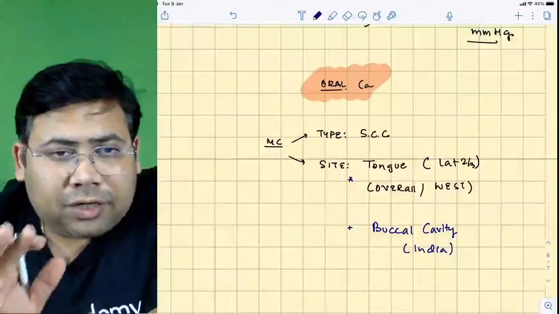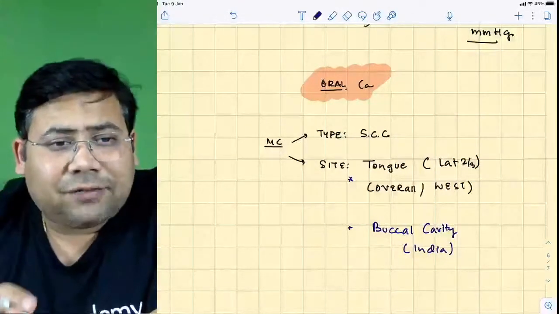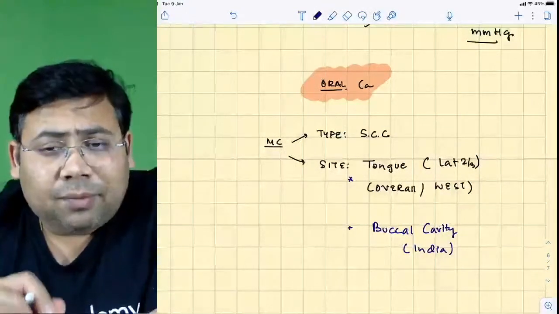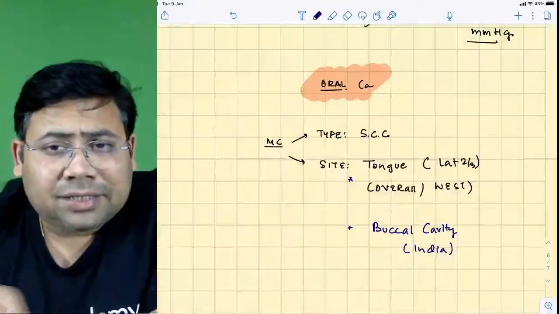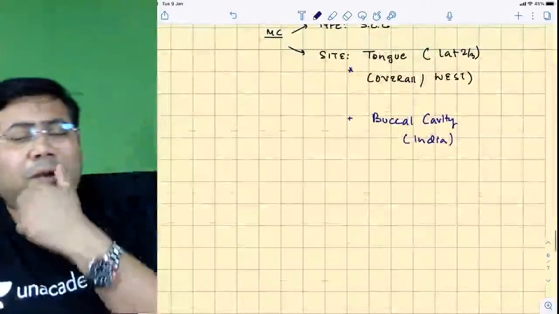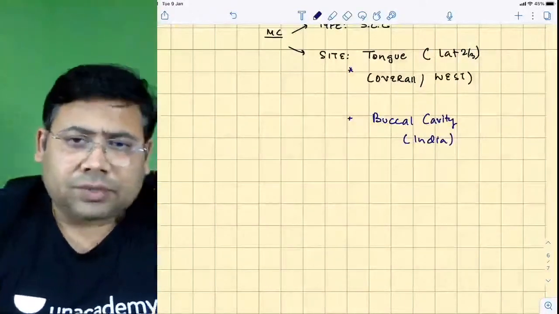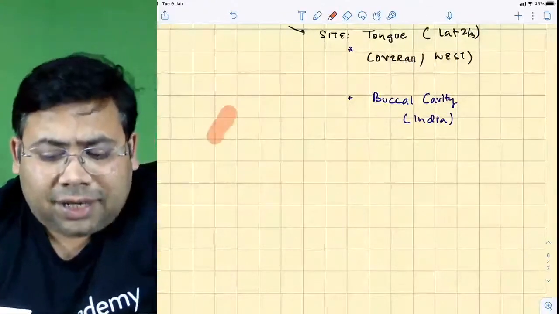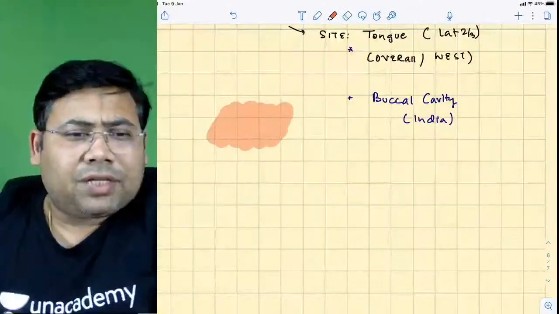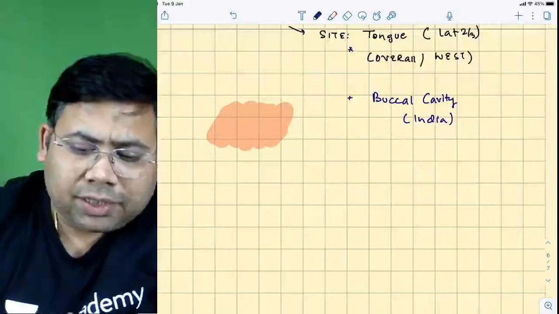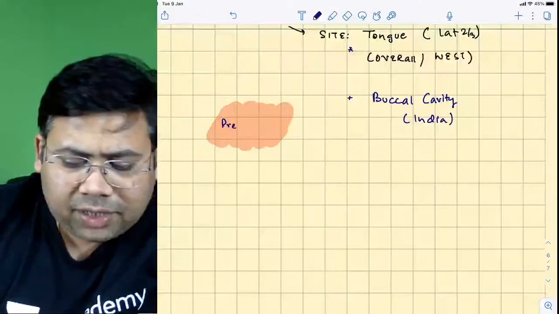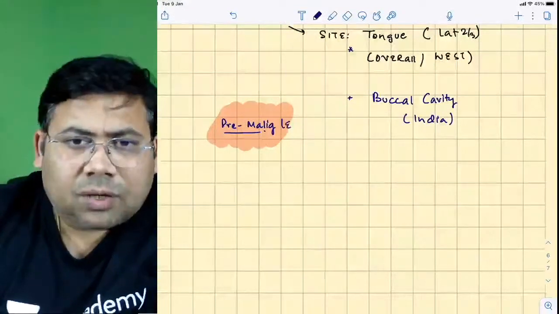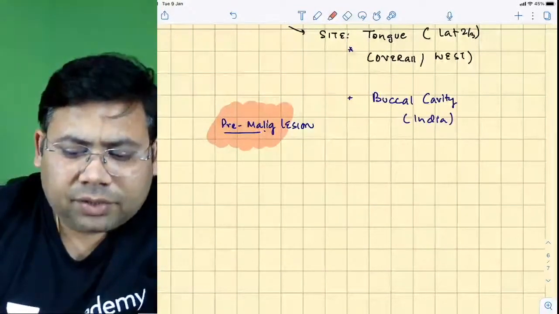Do you know overall in the world it is ranking 6th or 7th, but in India, in fact, it is the most common one. The most common malignancy in India is oral malignancy. And that is why you get a lot of questions on this. Let us talk about the pre-malignant lesion. In the last 2-3 sessions you always had questions on this. So let us talk about the concept of pre-malignant lesion.